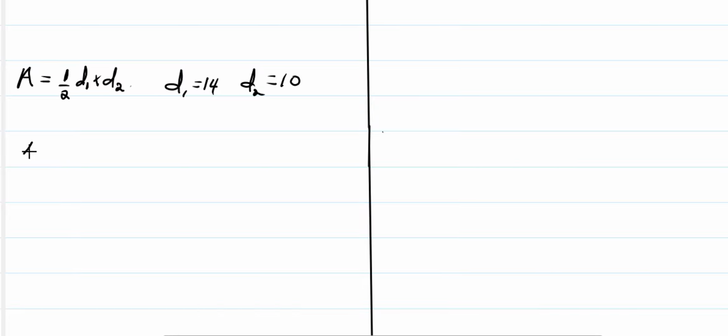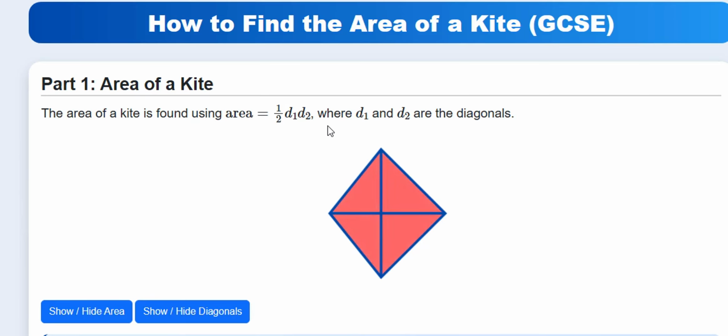So the area of that kite A will be half multiplied by 14 multiplied by 10. Divide 2 by 2 to get 1, and 14 divided by 2 is 7. So 7 multiplied by 10 is 70. So it will be 70 centimeters squared, and that becomes the area of this kite here.